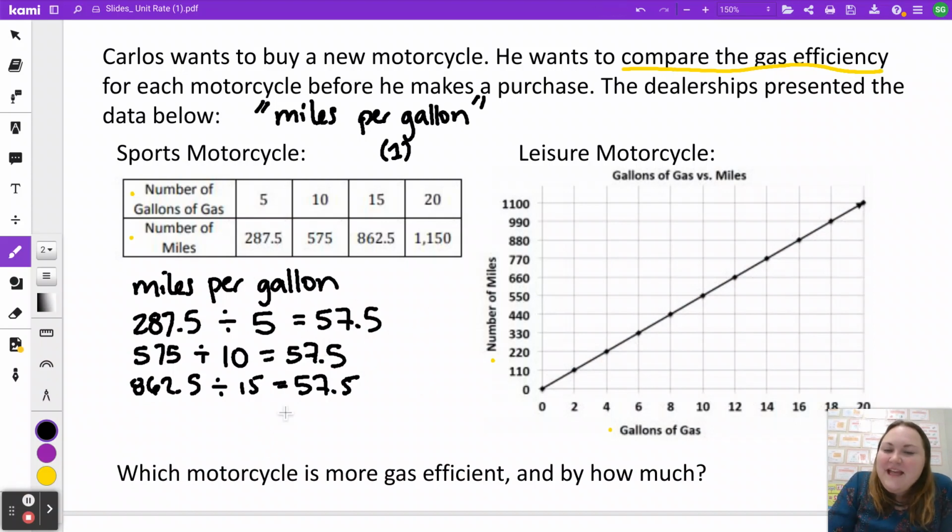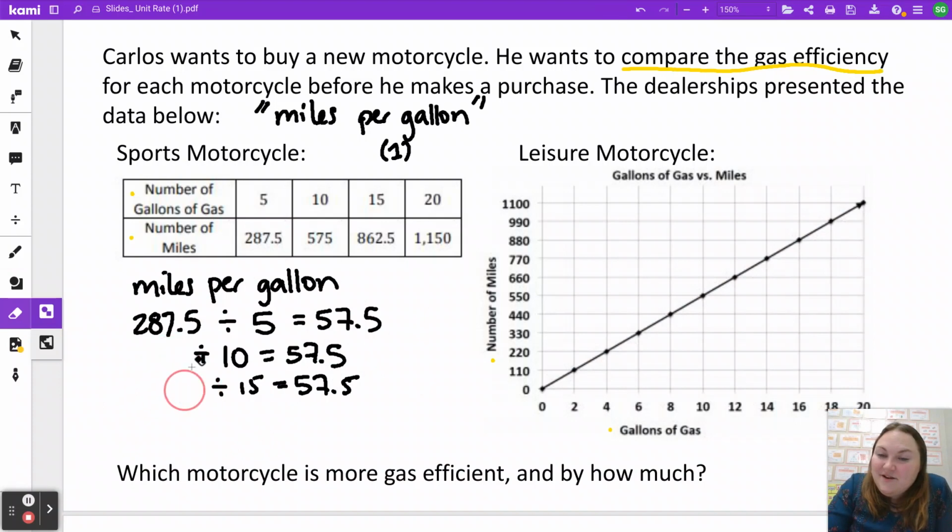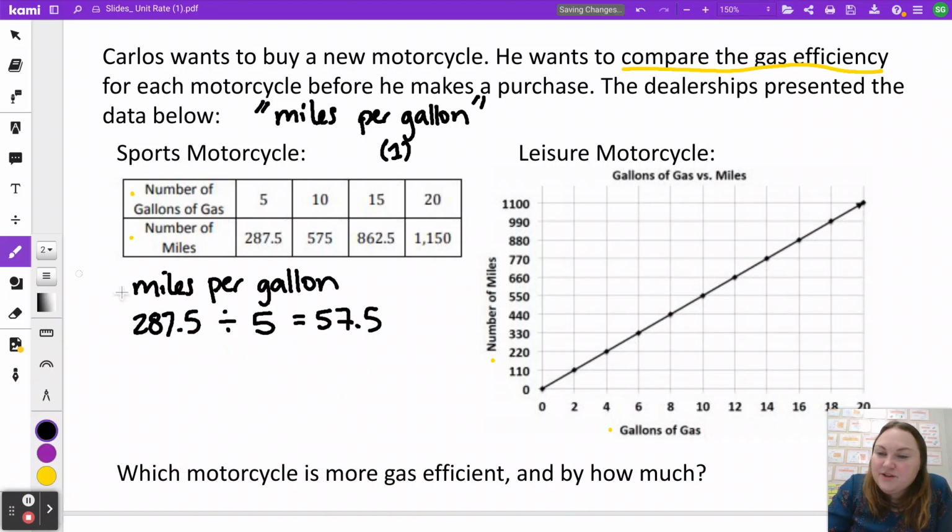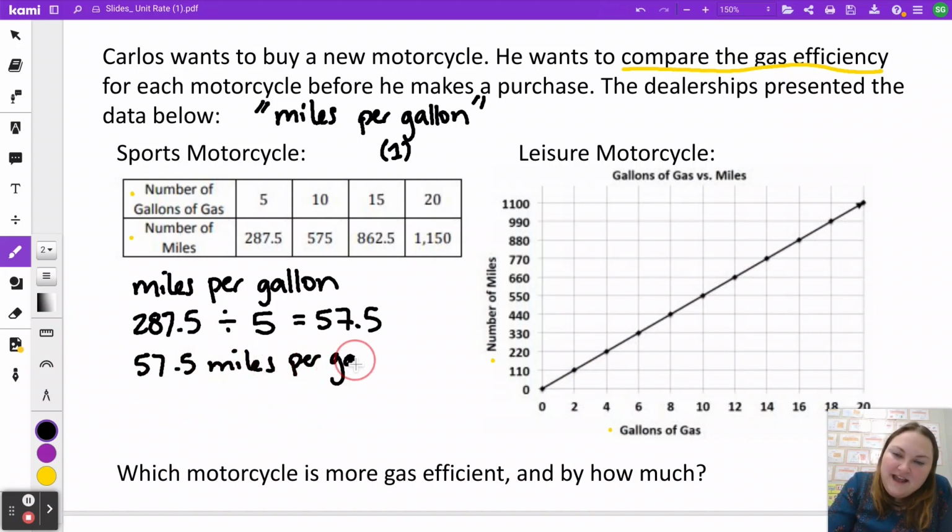Now that 57.5, what does that mean? Well, it means that the sports motorcycle can go, and I'm going to put this in words to help me remember, it can go 57.5 miles per gallon, or you can even say per gallon of gas, right? That means if he only has 1 gallon of gas in that motorcycle, it's going 57.5 miles.